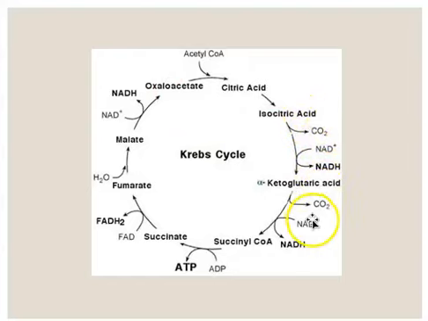Here's the carbon dioxide. So the oxaloacetate is just going to keep cycling around and around and around. And along the way, we're going to oxidize the acetyl-CoA to carbon dioxide. NAD+ is going to get reduced to NADH. In addition, FAD will be reduced to FADH2. And we're going to make a little bit of ATP through substrate level phosphorylation.